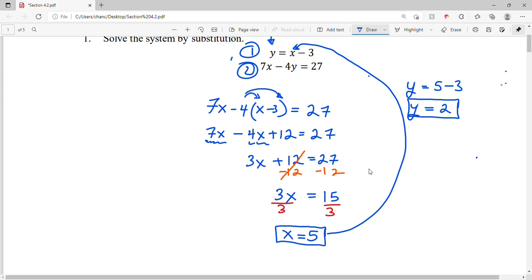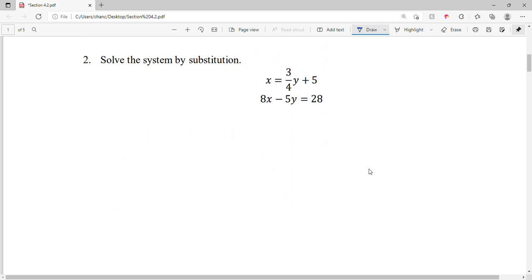We can write our final answer as an ordered pair. Let's write it as (5, 2). This is our solution for example 1. In example 2, again, the idea is to solve for one of the variables. Notice that x is already solved for. We'll take the 3/4 y plus 5 and we'll plug it into the second equation for the x.